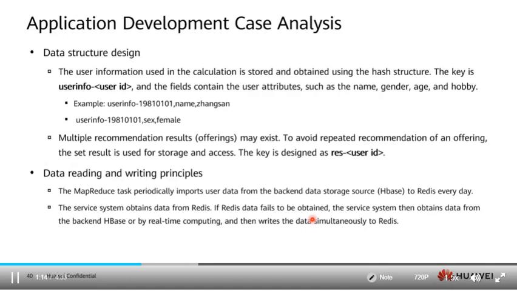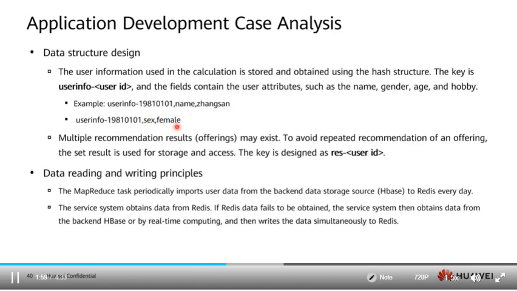As for data structure design, the user information used in the calculation is stored and obtained using the hash structure. The key of the hash structure is designed as user info, user ID, and the fields contain the user attributes such as name, gender, age, hobby, and etc. For example, user info 19810101, name Zhang San.